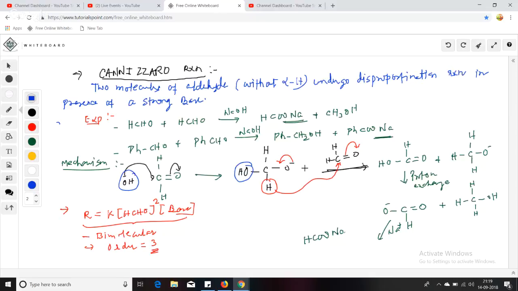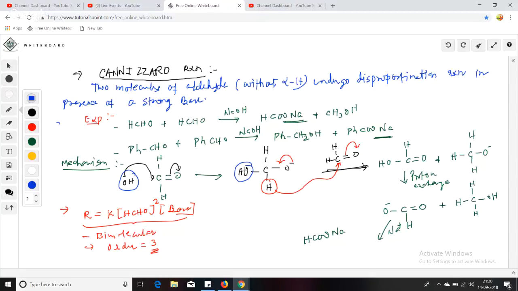That mechanism is not that important, so I'm not going to draw the whole mechanism again. But what I'm telling you is that this hydride transfer, H minus, may come out from this OH group also. Now the condition for this is that the concentration of base is high.